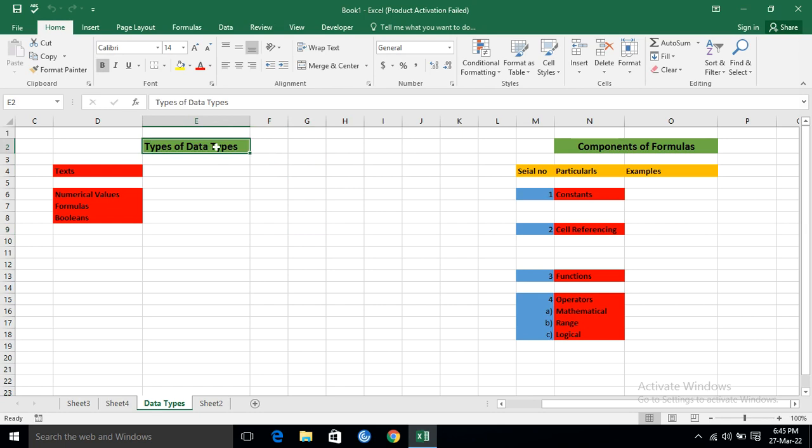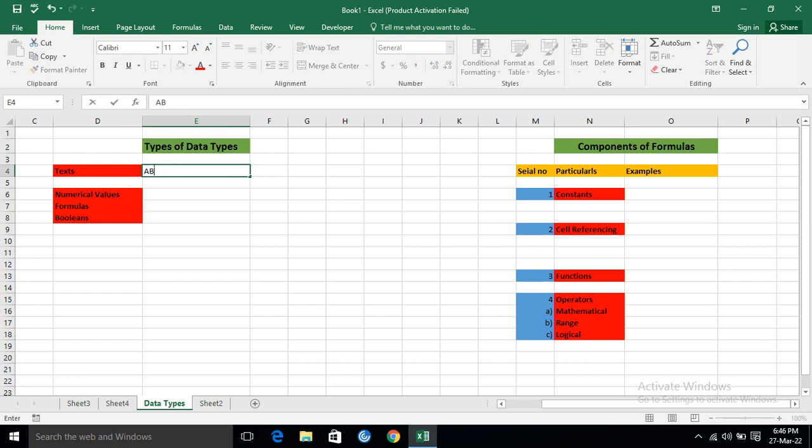Now coming to the data types. So we have four types of data types. First, what is data types? Whatever inputs we feed in a cell is known as data types. There are four types of data types. Number one, text. Number two, numerical. Number three, formulas. Number four, booleans.